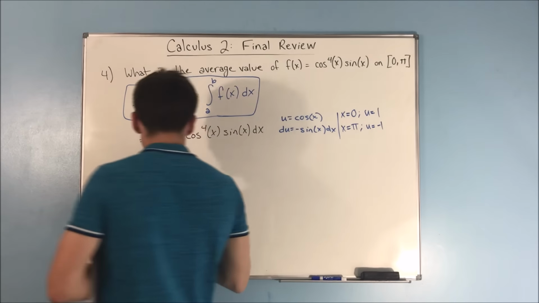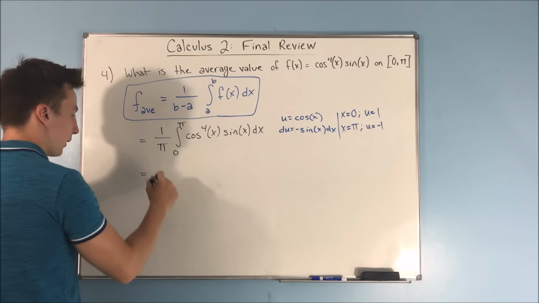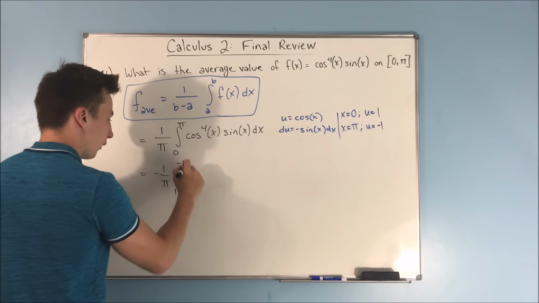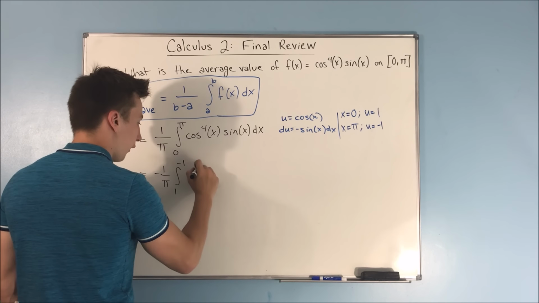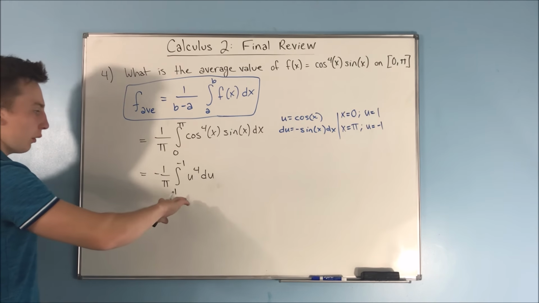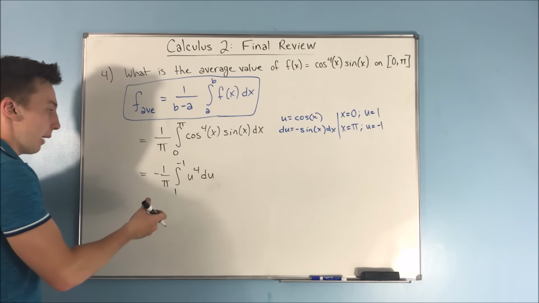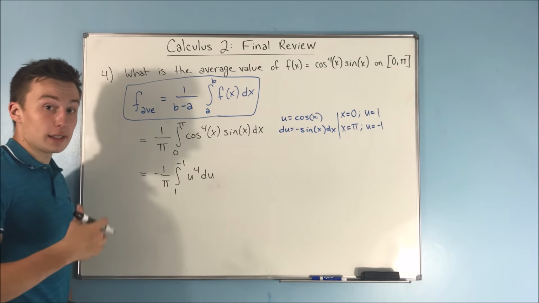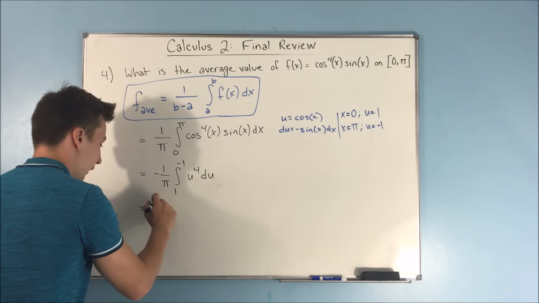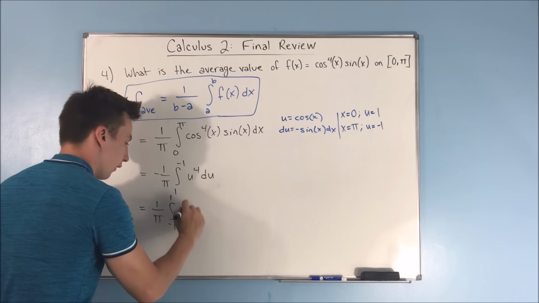All right. So now we get this is equal to, since we have a negative sine x here, this will be a negative 1 over pi. And this is the integral now from 1 to negative 1 of u to the 4th du. Now since our bounds are going from 1 to negative 1, it looks a little bit better if we switch it back. And what we have to do then is negate this integral. So if we negate it, this negative goes away on the outside. We get this is equal to 1 over pi, the integral from negative 1 to 1 of u to the 4th du.